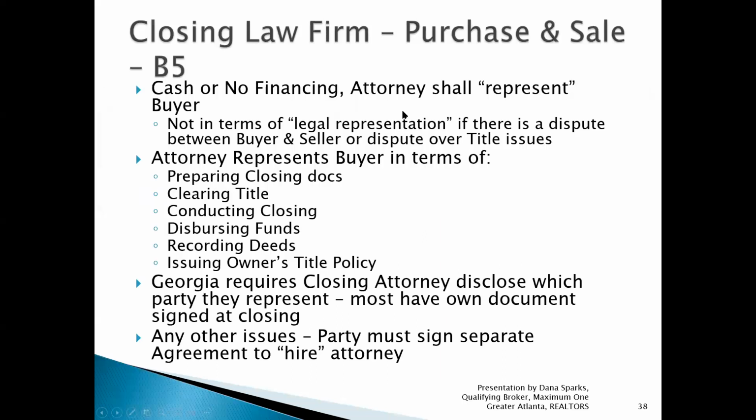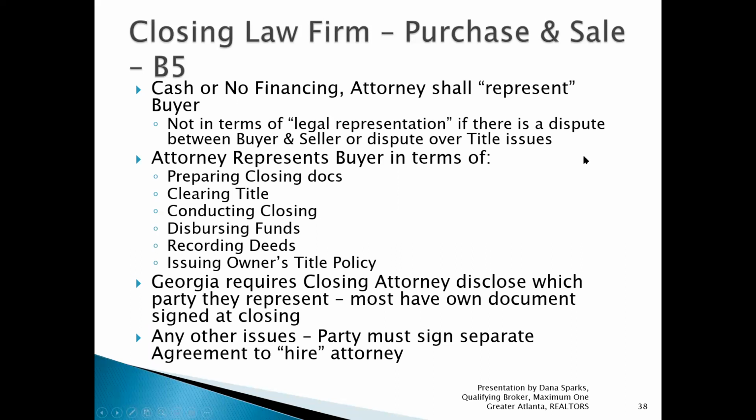They are representing the buyer only for preparing the closing documents, clearing title, conducting the closing, disbursing the funds, recording the deeds, and issuing the owner's title policy. However, what your buyers think, what your public thinks, is that it means they've got legal representation if there's a dispute or if there's a title issue. That is not the case.